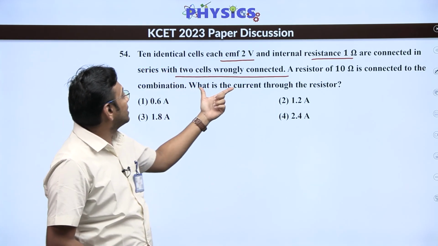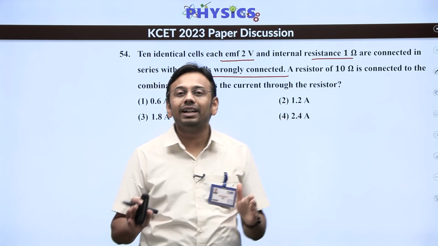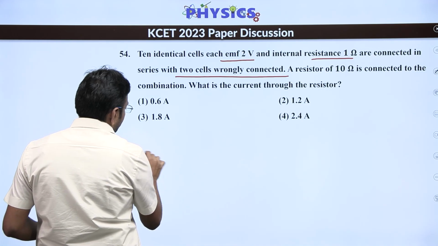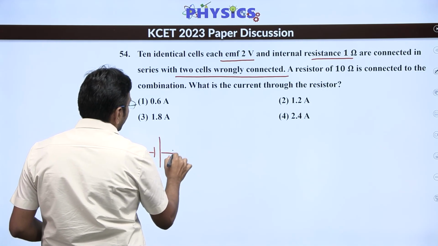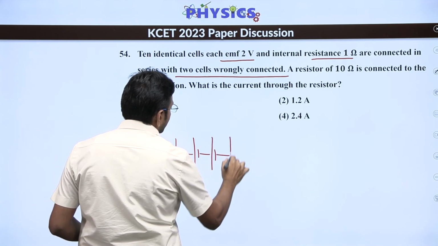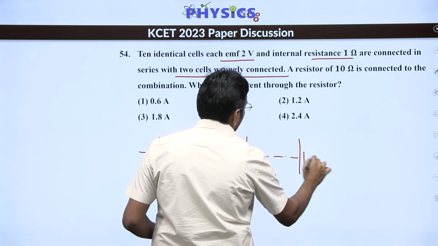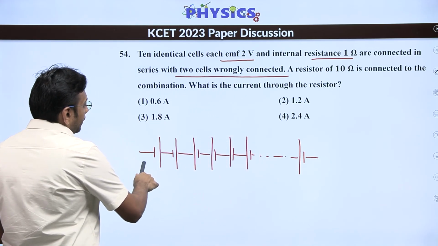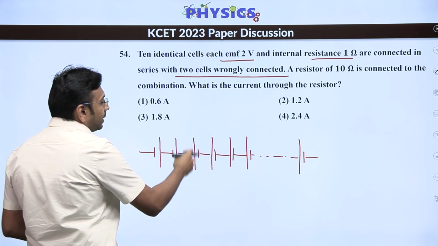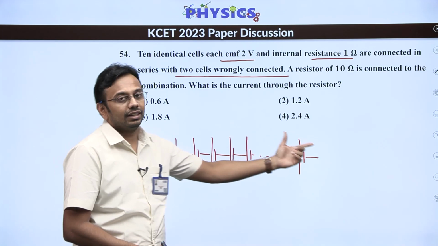We see that 2 cells are wrongly connected, so we might take the effective EMF only of 8 cells, and that is wrong. So we can see clearly here, if 2 cells are connected like this, but all the other cells are connected this way, fine, this keeps on going, then we'll have the EMF increasing by E, but further the EMF decreases by E in all these steps.